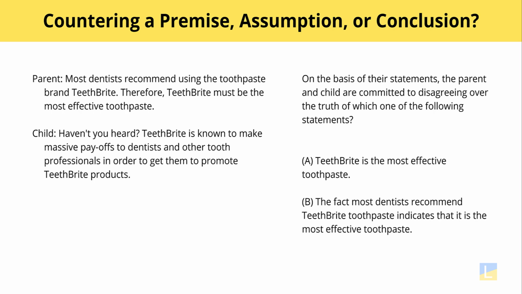For example, they might bring up the issue in a disagree question, sometimes called a point at issue question. Here we're being asked what the parent and the child are committed to disagreeing about. And by the way, I've only written two answer choices here because I'm trying to highlight how the LSAT would write a trap answer and how they would write the correct answer.